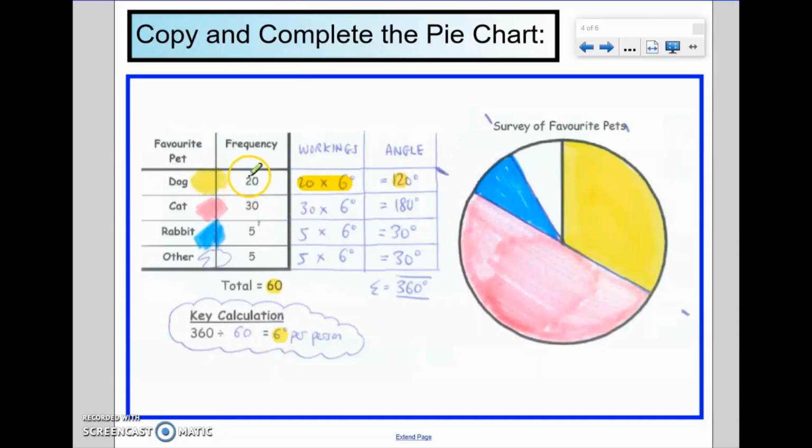So there were 20 people who own dogs. 20 times 6 degrees tells me that these 20 people are represented by an angle of 120 degrees. So I take my protractor, measure a nice neat angle, and I draw in a sector of 120 degrees. Again, you may have labeled your pie chart at this point. I've used color and a key just to show what each of my sectors is representing.